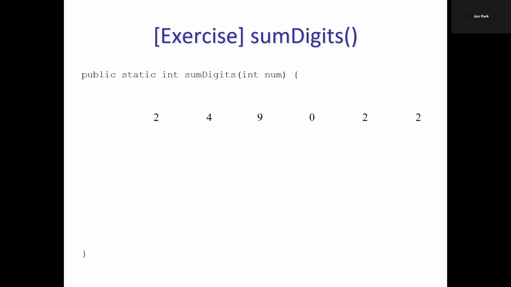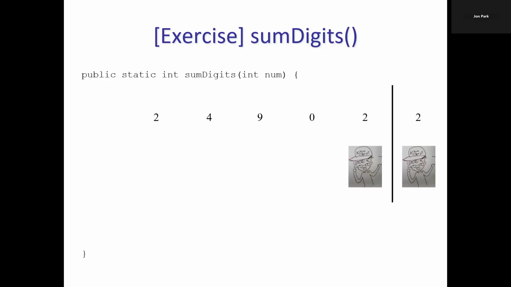Let's say we have 249,022 as the input. Then the way it's going to proceed is I'm given the task of adding all the digits. But what I'm going to do is look at the least significant digit and tell my clone to add up the rest of the digits. Whatever the sum is, I'm going to add 2 to that, and that's going to be my return value.